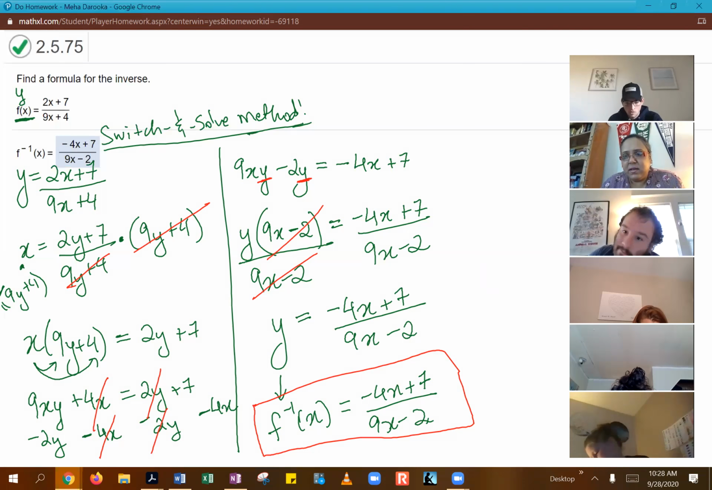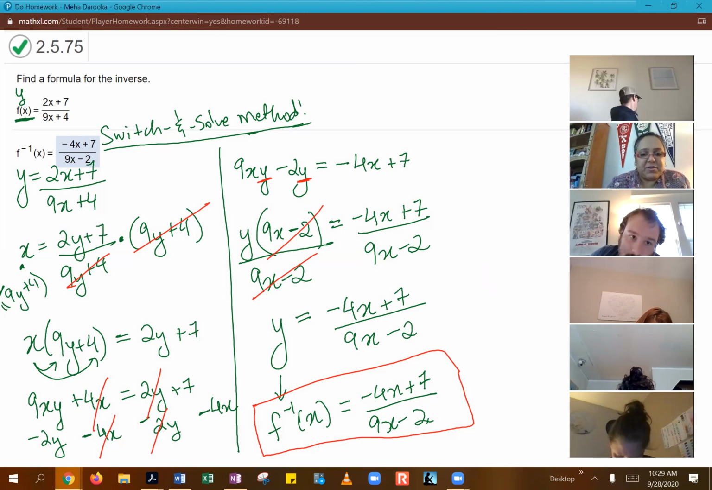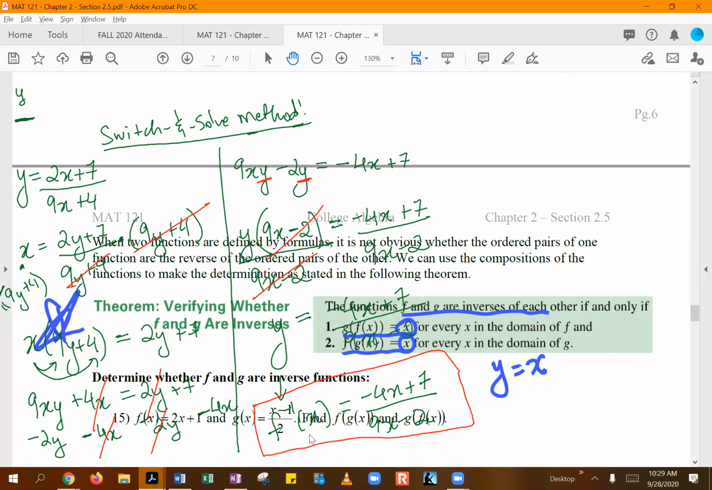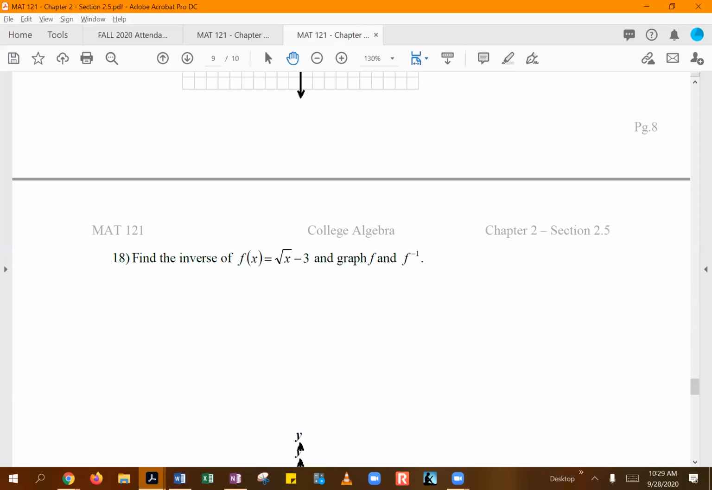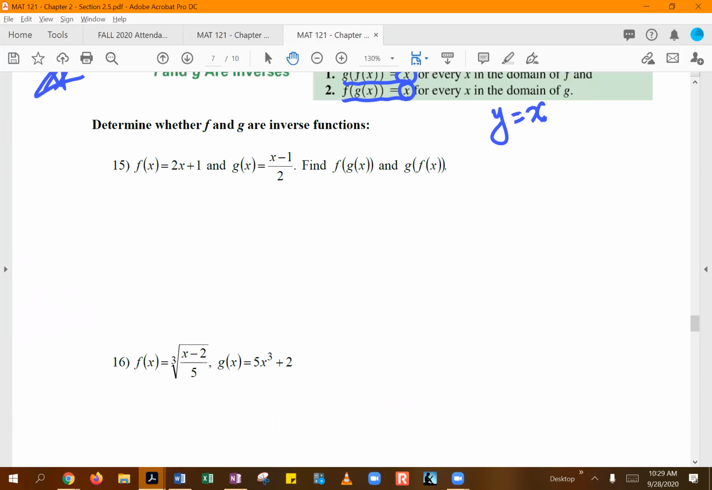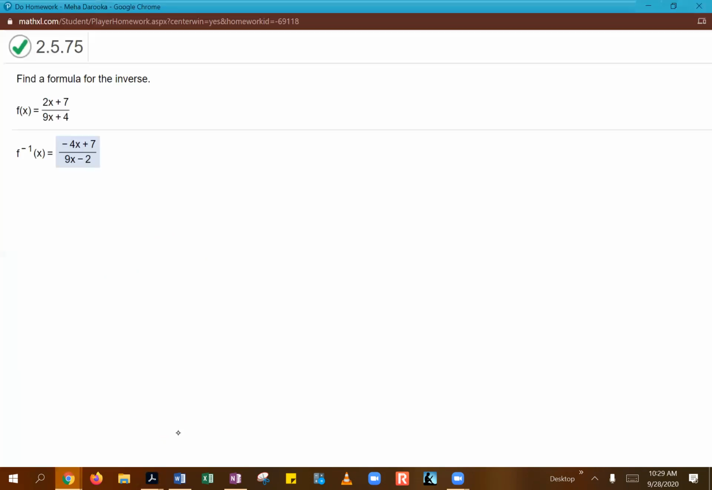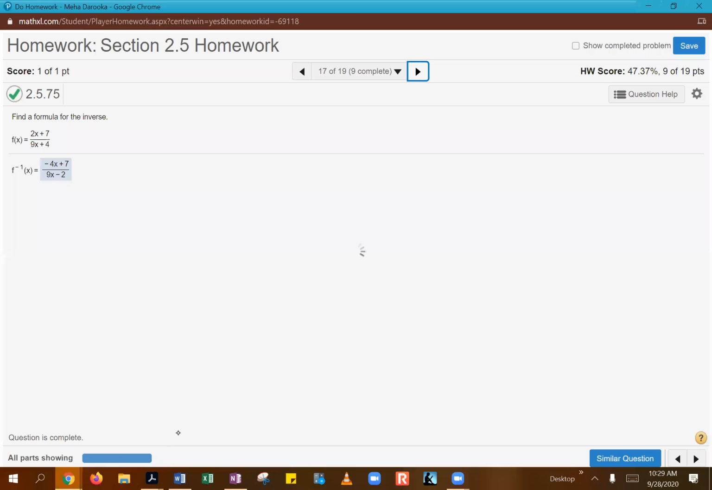Question on this one? And you actually have an example similar to this one that we just did in your video lecture also. Let me clear this out. So you should actually have that when we do the switch and solve method. Oh, this one right here, number 13, is very similar to what we just got done talking about. So you do have an example similar to that in your video lecture also.